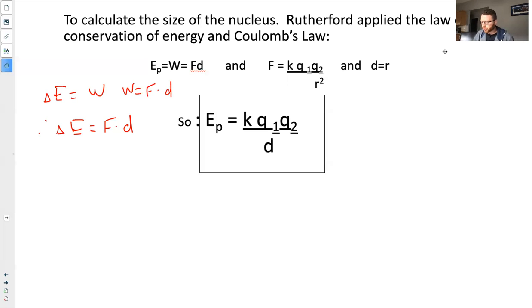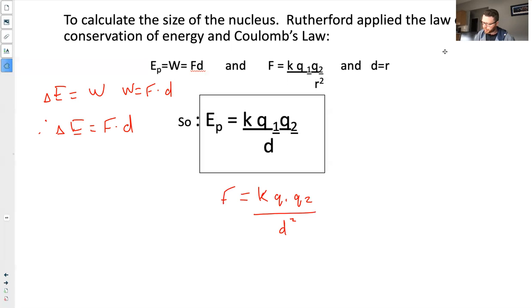He also used Coulomb's law. So we know that the electrostatic force between two charged objects is inversely proportional to the distance between those charges. F is equal to K Q1 Q2 over R squared. And instead of it being a radius, it's just going to be the orbital distance, right? So we can substitute in D for R there. Okay, so our formula, force is equal to K Q1 Q2 over D squared.